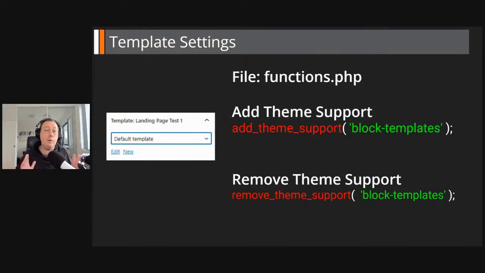Similarly, if you have a classic theme and you don't want authors, editors, and admins to be able to use this new template mode just yet, you can drop that second line of code in the functions.php file for whatever theme you are working with. That second bit of code, remove_theme_support, will remove this new mode, so they won't be able to enable it.